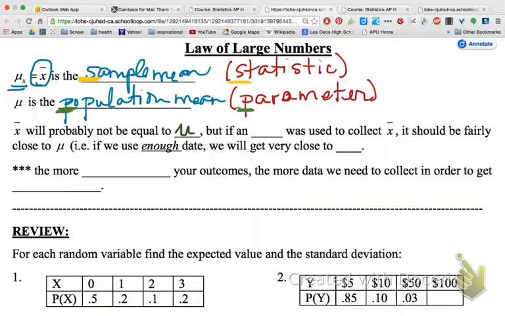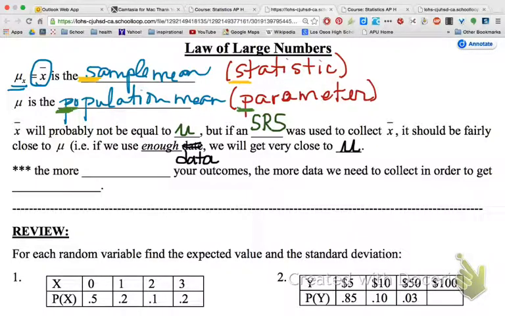But if we don't bias our data, in other words, we used our famous friend, SRS, it should be fairly close if we use enough data. Then we'll get really close to mu.